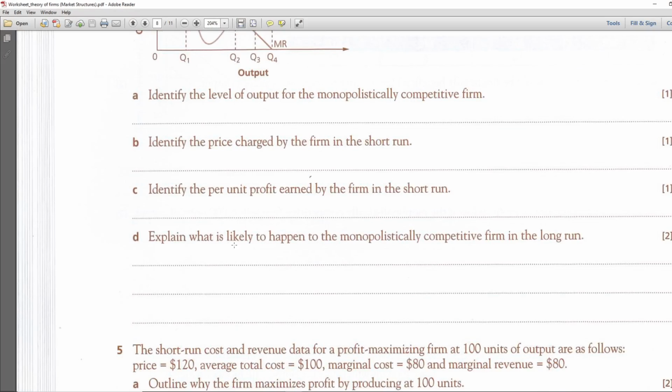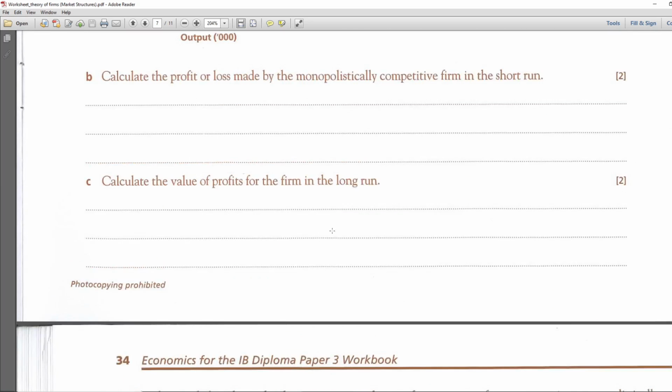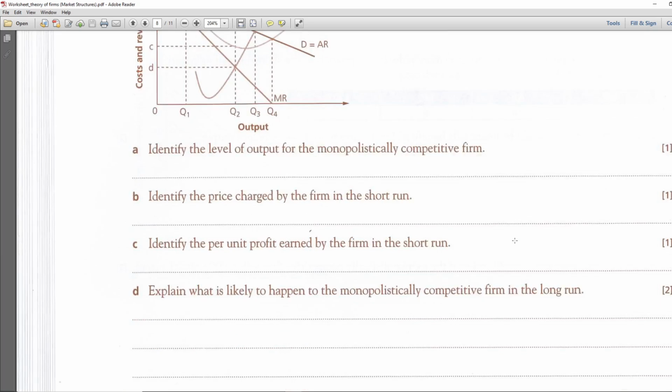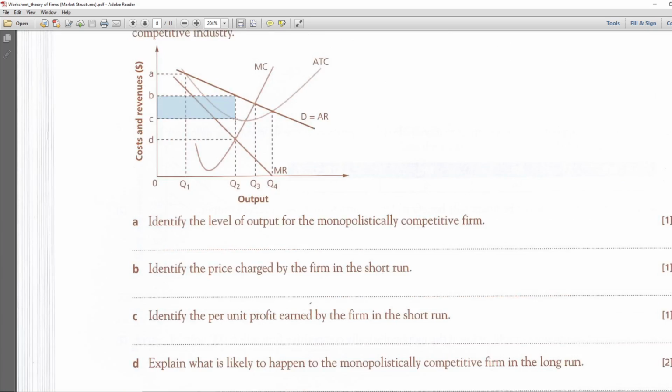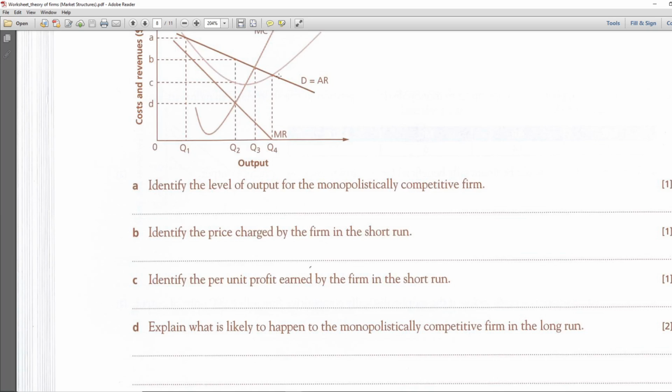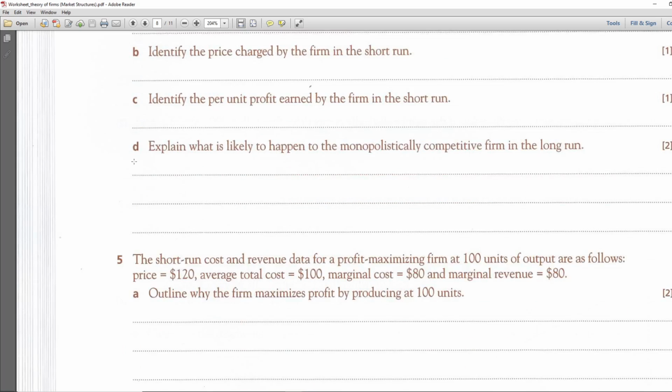So question D, explain what is likely to happen to the monopolistically competitive firm in the long run. I think it's just the same question as the one we had here. So in the long run, more firms are going to get in because they see a nice profit being earned by those companies, and they are very tempted to get into the market, trying to earn some profits. But as a result, your demand will be split, and at the end you can see the demand is going to the left. So eventually you will earn a normal profit, because the price that you are selling at will be getting lower. Same thing. Question D.